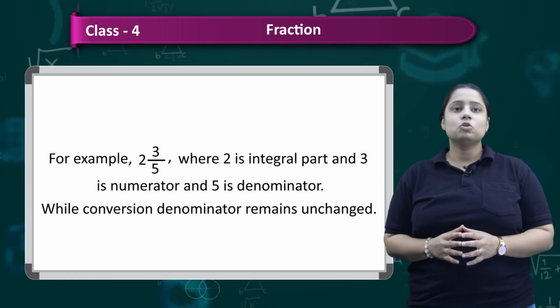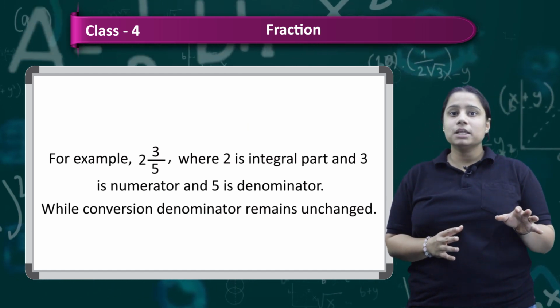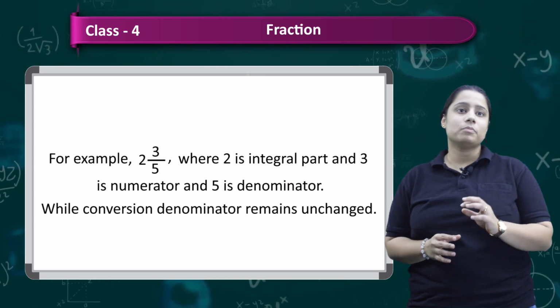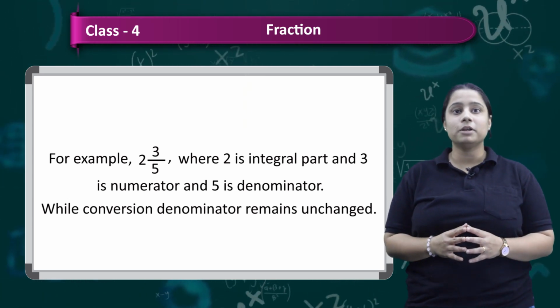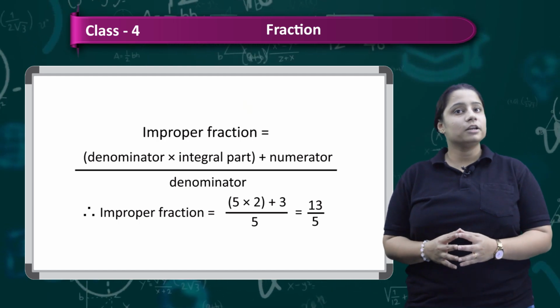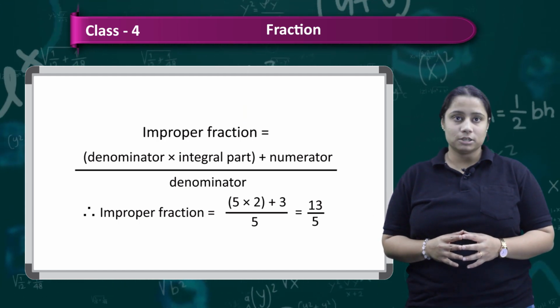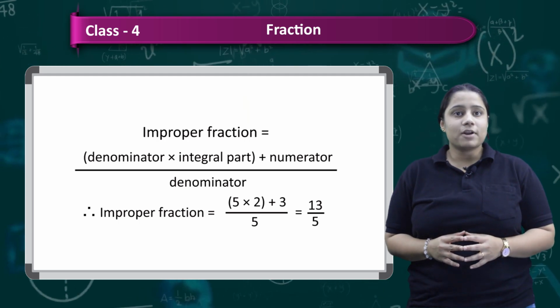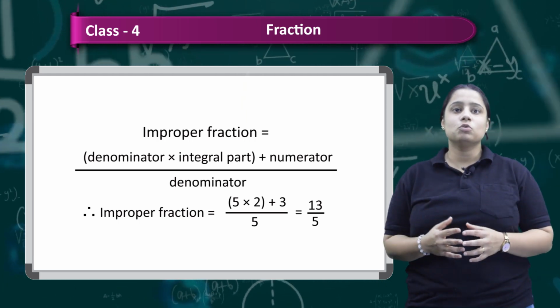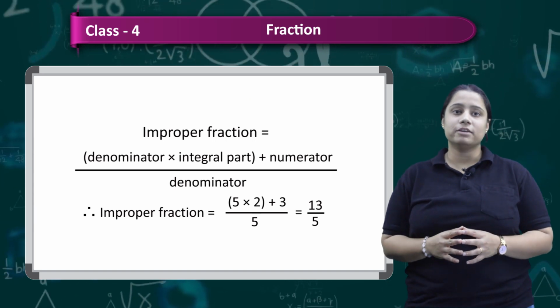For example, 2 3 by 5, where 2 is an integral part and 3 is numerator and 5 is denominator. While conversion denominator remains unchanged, improper fraction is equals denominator into integral part plus numerator whole divided by denominator. Therefore, improper fraction is equals to 5 into 2 plus 3 upon 5, which is equals to 13 by 5.